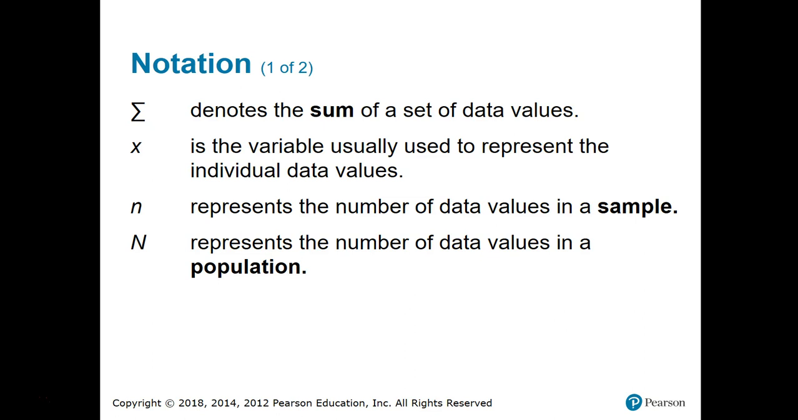Little n represents the number of data values we have in a sample that we have collected, and big N would represent the number of data values we have in an entire population. If we did a phone poll of 1,024 people in the United States, that would be little n is equal to 1,024. Big N is equal to 300 million. 350 million maybe.